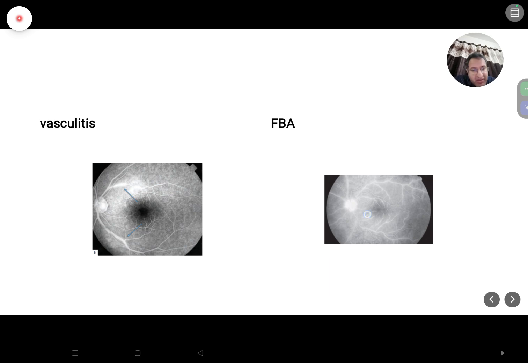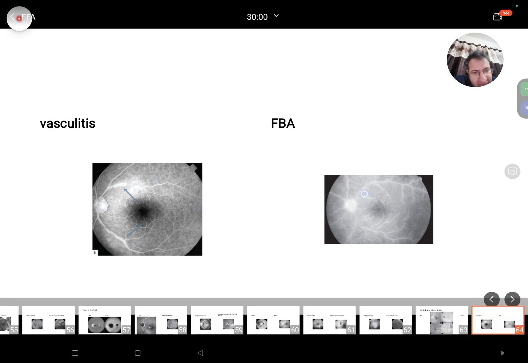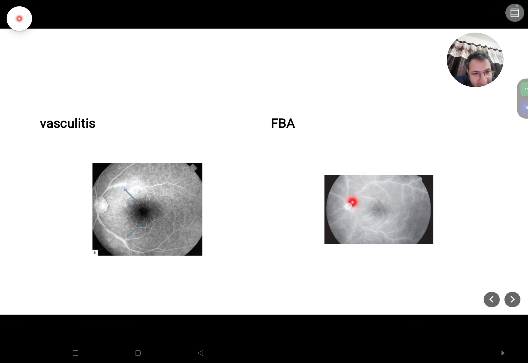Frosted branch angiitis. In this, what we see is that these arteries have a lot of inflammation. This is a classic frosted branch angiitis, which can be seen in TB or sarcoidosis, and the veins are still in the laminar phase of filling.